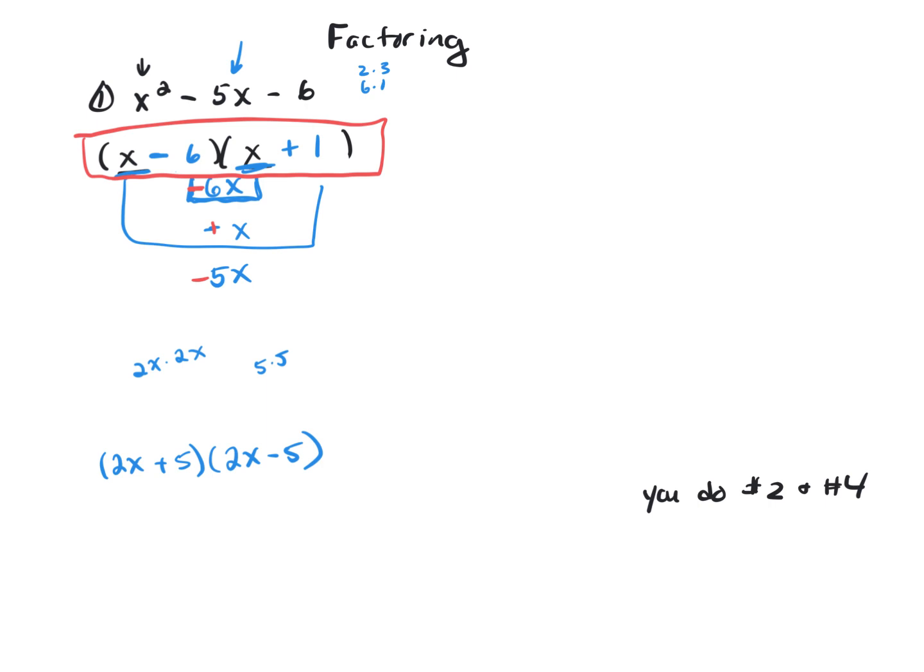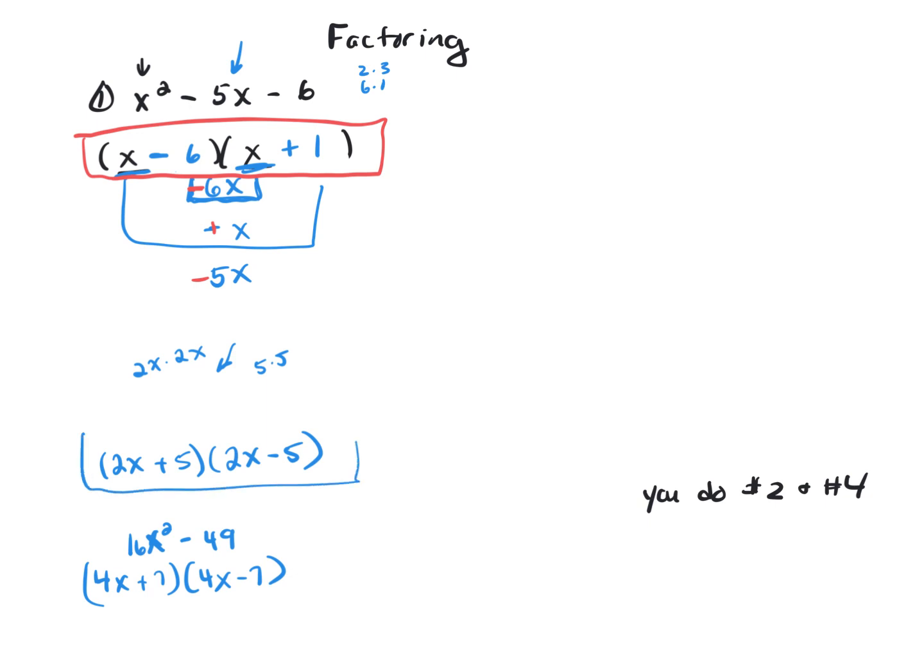You can check your middle term and you'll find it cancels out because you do not have a middle term here. If I had 16x squared minus 49, that would be 4x plus 7, 4x minus 7. You can only factor the difference of 2 squares, not the sum of 2 squares.